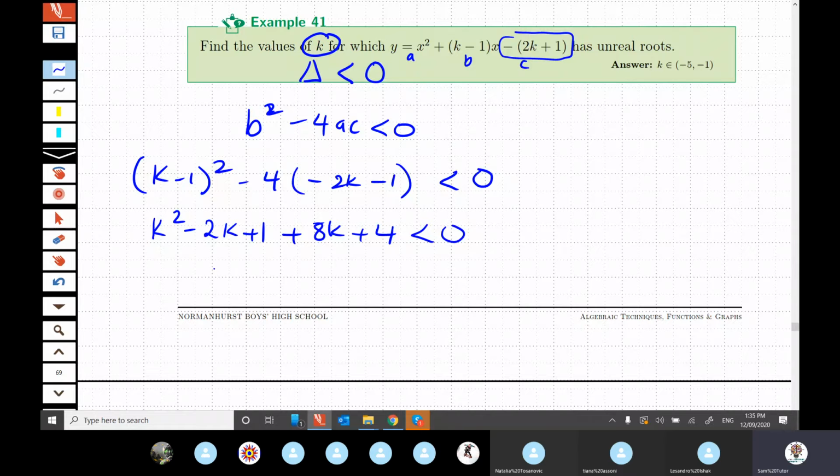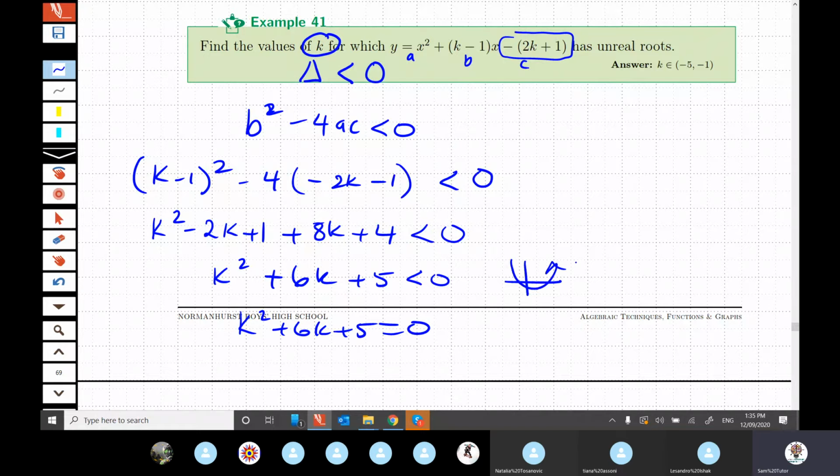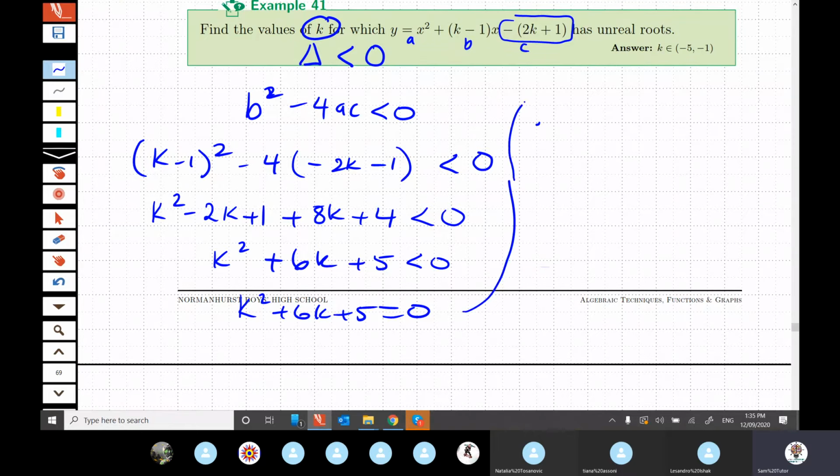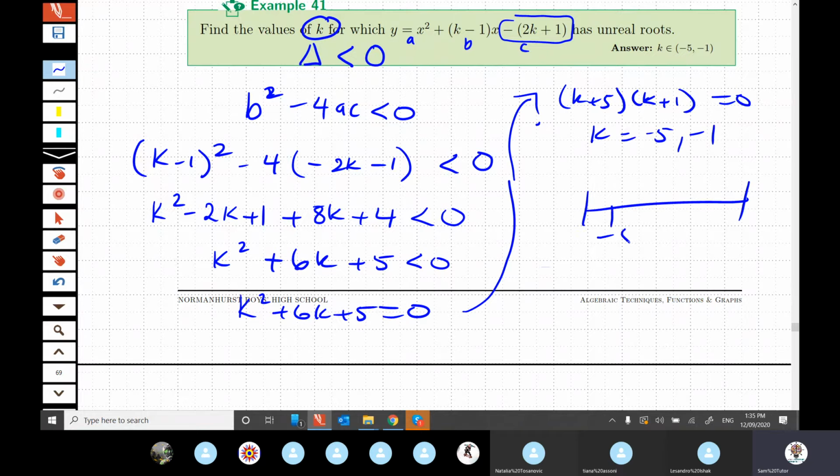Okay, and then k squared plus 6k plus 5 less than 0. And then at this stage, I know how your teachers have taught you guys, but I know how I taught it as well. I make it equal to 0. Your teachers made you draw it and stuff like that. It's not the method that we chose. We've done it differently. k plus 5, k plus 1 equals 0. k equals minus 5, minus 1. Number line, minus 5, minus 1. Open circle. We test k equals 0.